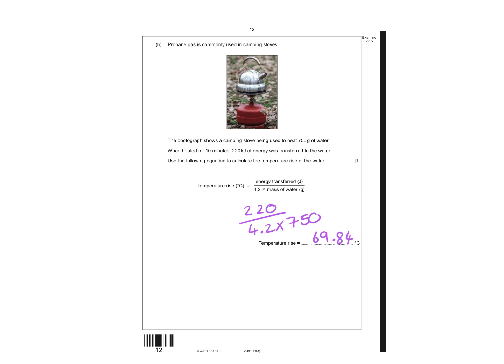Propane gas is commonly used in camping stoves. When the water is heated for 10 minutes, 22 kilojoules of energy was transferred to the water. Use the following equation to complete the temperature rise of the water. So temperature rise, there's energy transfer, and I have just realised that says kilojoules there and that says joules there. So I should have times that by 1,000. So this answer is going to be slightly different.